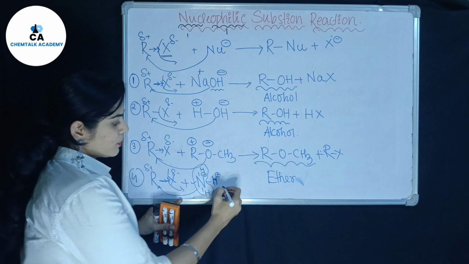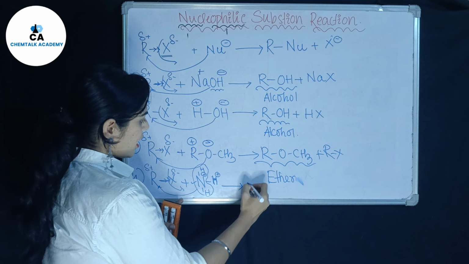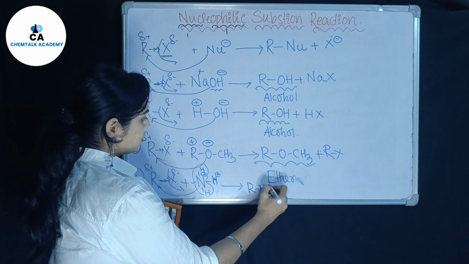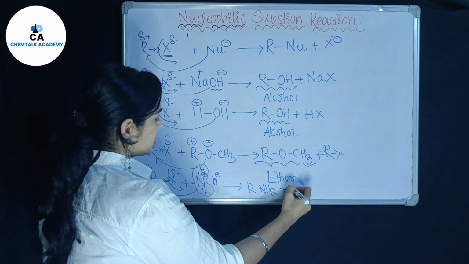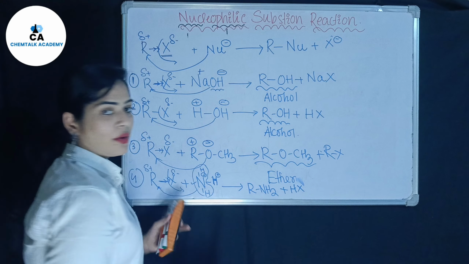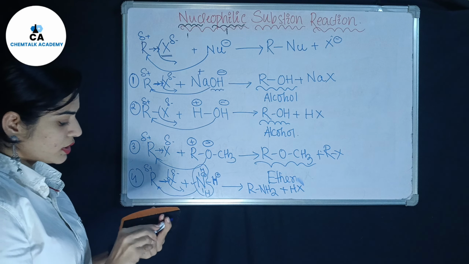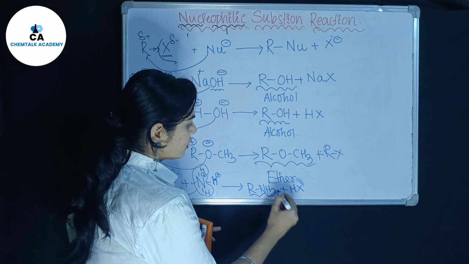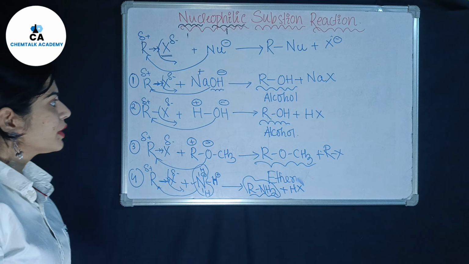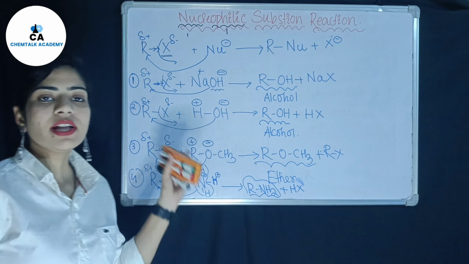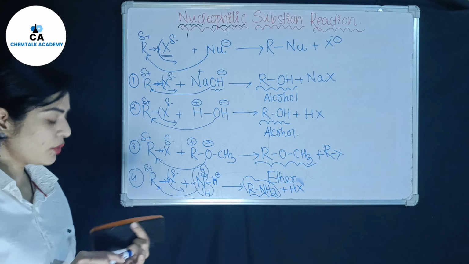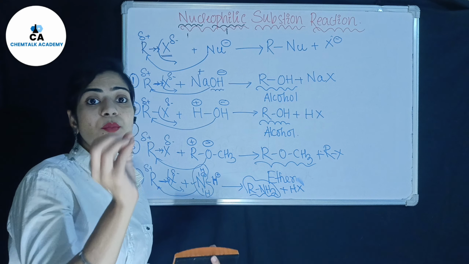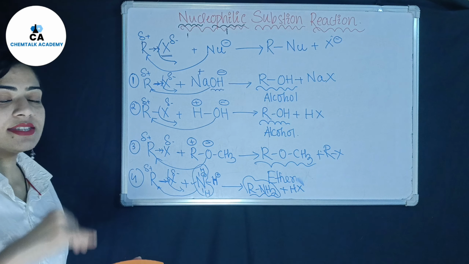Now X will be removed. So what are we getting? R NH2 plus HX. Here what we got as the product is amines. So different nucleophiles give us different products. This we have taken as a monodentate nucleophile.